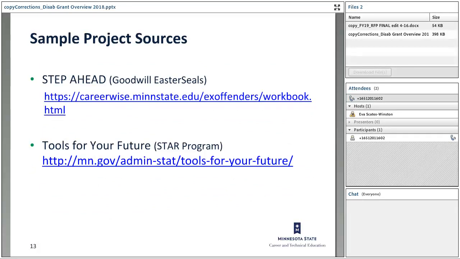Here we have a couple of examples of some past recipients that also have websites with some of the tools and resources that they offer for participants, whether it's those individuals with special needs or ex-offenders transitioning out of corrections. The Step Ahead program is with Goodwill Easter Seals. However, we have their resources on our CareerWise website. And CareerWise used to be called iSeek and has been redeveloped and expanded. And Tools for Your Future is with the STAR program, and that's for youth and adults with disabilities, and some specific tools and resources directed toward them.